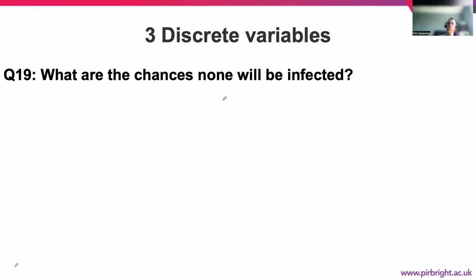Similarly, what's the chance that none will be infected? So here we have 6 choose 0 by 1, because 0.3 to the power of 0 is 1, and then 0.7 to the power of 6. So if we work this out, this is about 0.12.